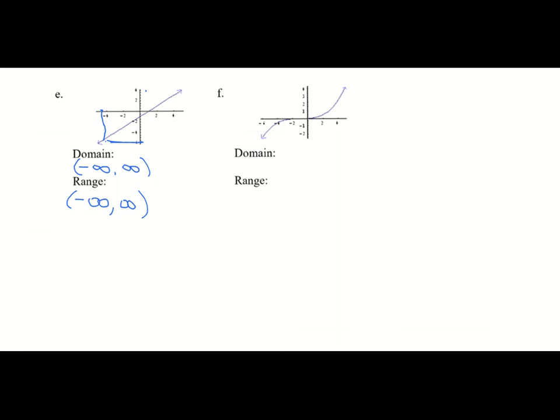Now for the last one, it looks a little goofy, and it's not touching that line there, but it's riding right along it. But again, it goes on infinitely, up and down. So it's going to be the same as our line next to it. Our domain is going to be negative infinity to positive infinity. And our range is also going to be negative infinity to positive infinity.